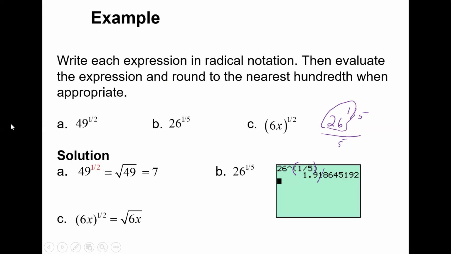All right, and then the next one, 6x to the 1/2. Well, that's just the square root of 6x. Nothing else we can do on that one, so that's as far as we can simplify it. So the only one we really had to use our calculator with was this one here. Well, we could have done it with the others if we didn't remember, but this is the only one that really had to be done with it.